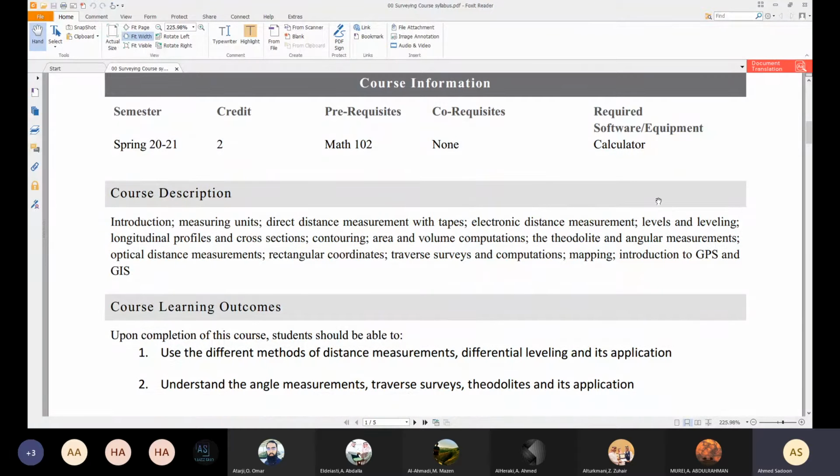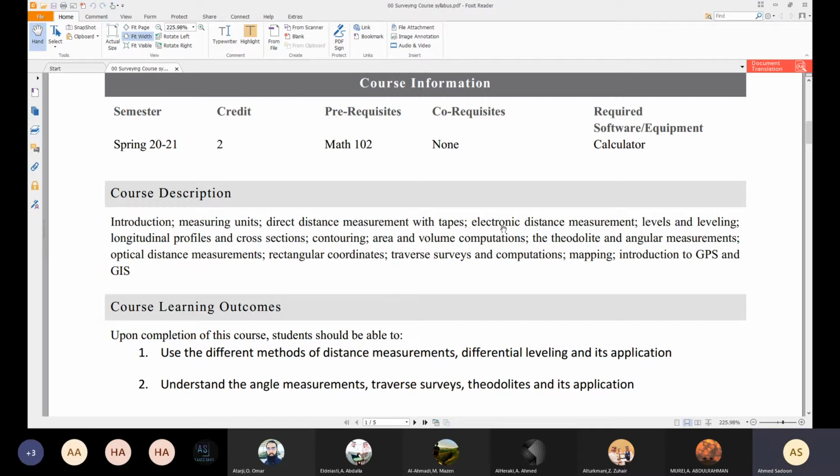Also, we are going to learn about levels and leveling. Through this process, we'll be able to know the difference in heights, and also an application of leveling and levels. We are going to study the longitudinal profiles and the cross sections. This is very important in order to construct a road. Also, we are going to learn how to make contour maps. After that, we'll be able to determine the area and the volume for a certain site.